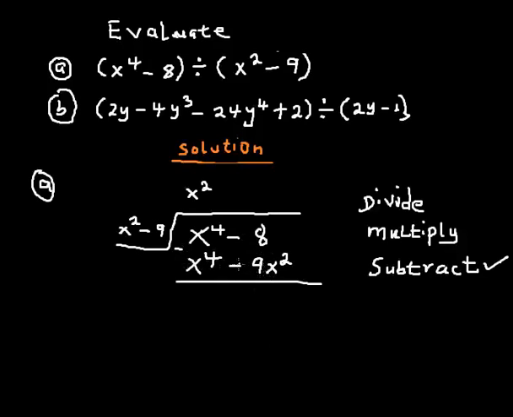And of course, 0 minus minus 9x squared, since it doesn't have any like term, is going to be plus. So what I'm having as a remainder is plus 9x squared, then minus 8. Then I go again. I divide 9x squared by x squared, and that gives me plus 9.